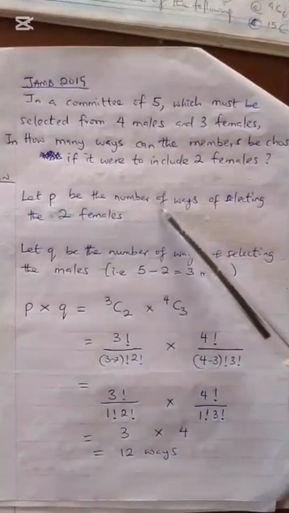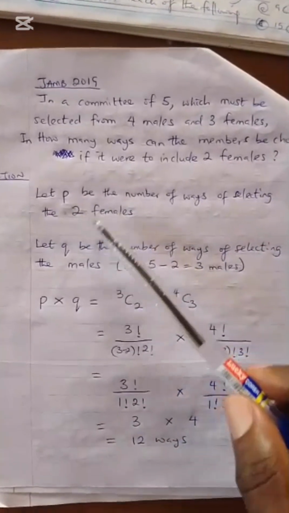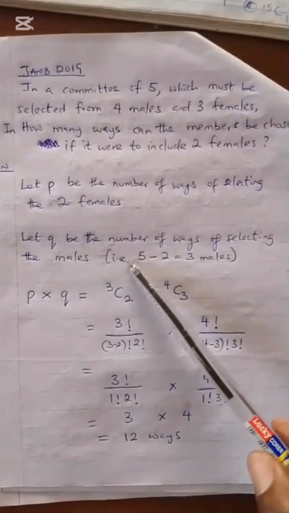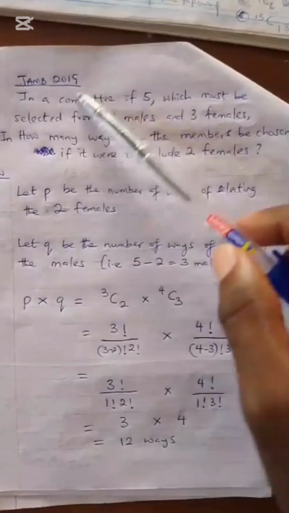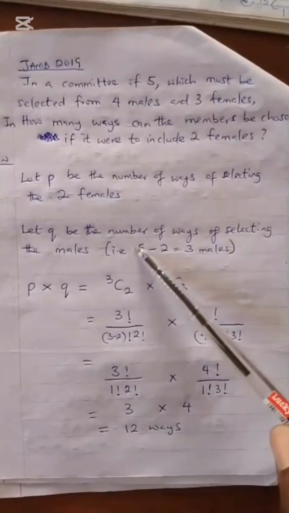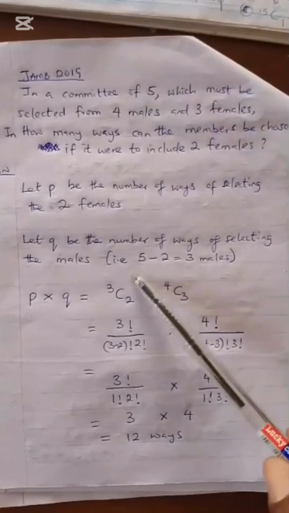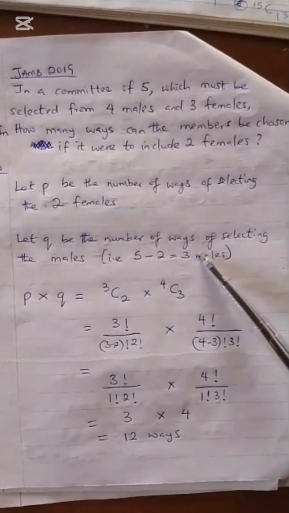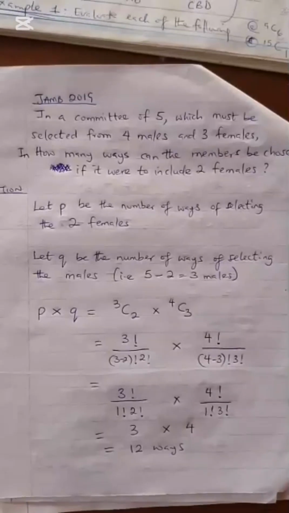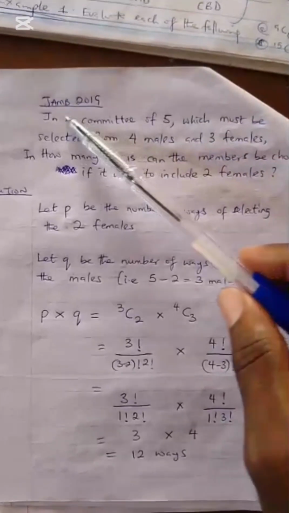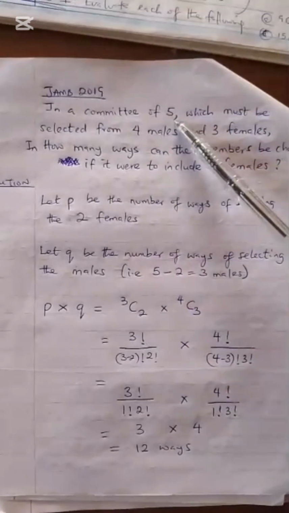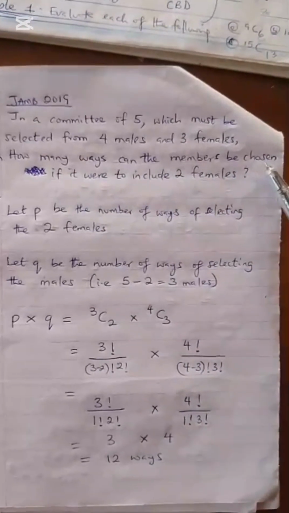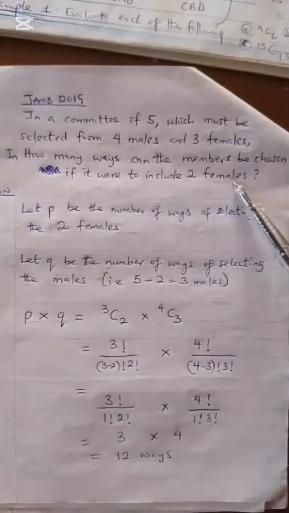So let P be the number of ways of selecting the 2 females, and let Q be the number of ways of selecting the males. If we have selected 2 females out of a total of 5, then to make up a committee of 5 we are left with 5 minus 2, 3 males. We can only select 3 males. So it's a committee of 5, and we are given the condition that it must include 2 females.